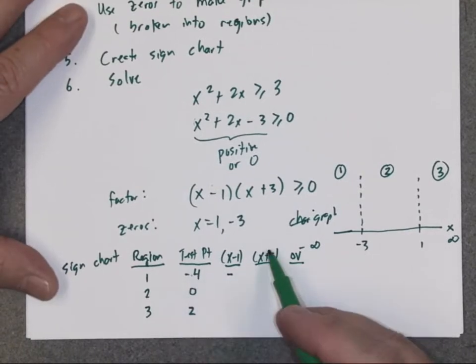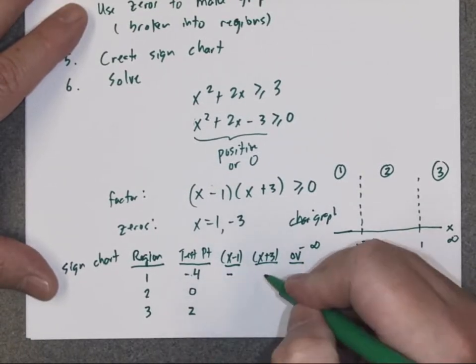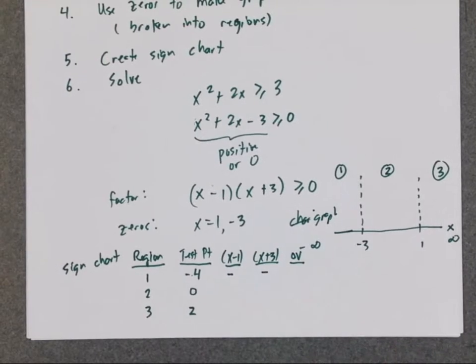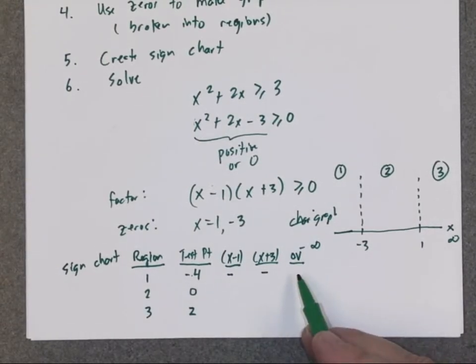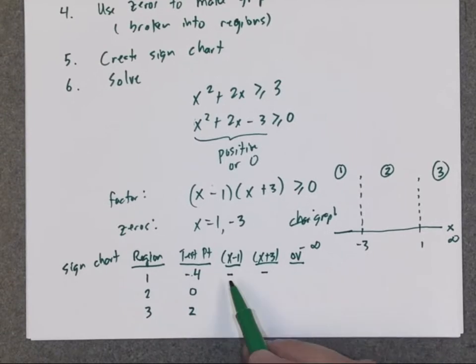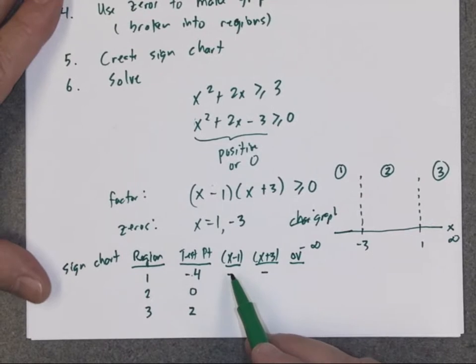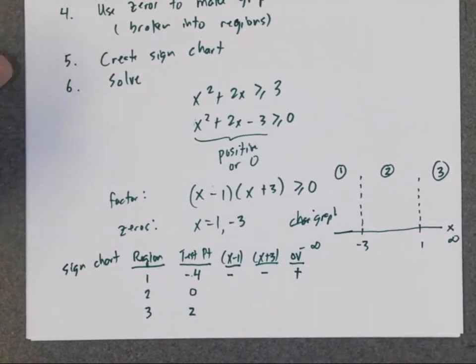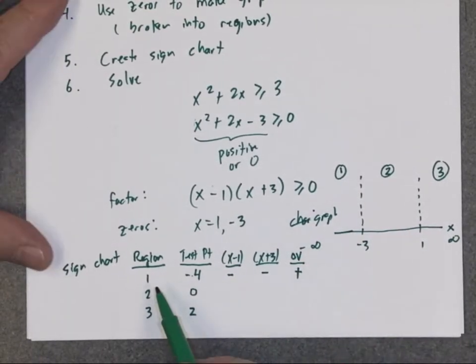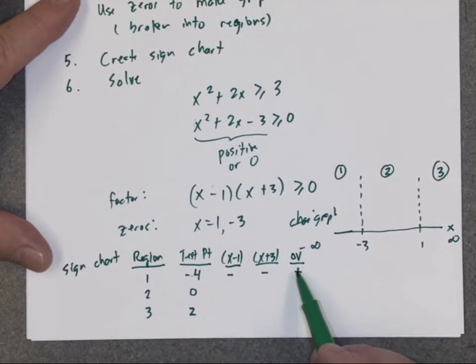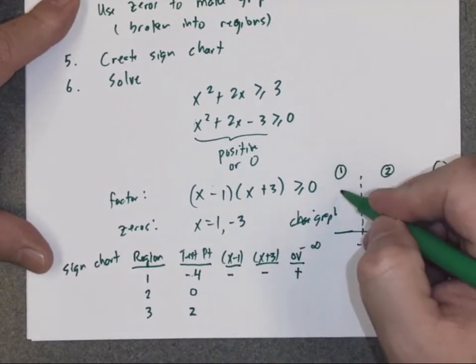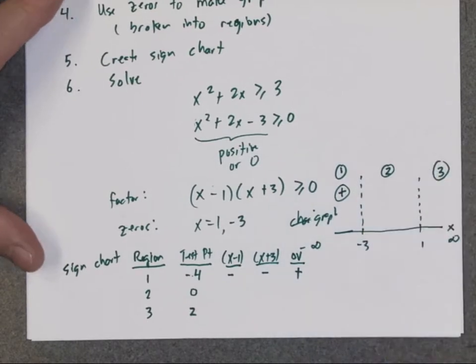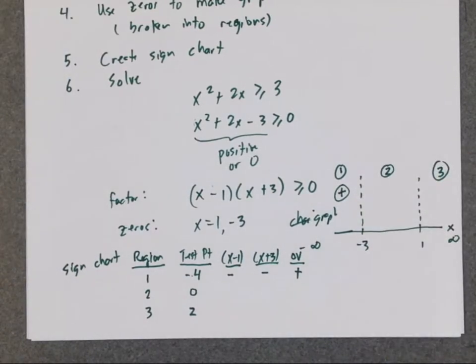If I plug a negative 4 into here, negative 4 plus 3 is negative 1. It's also a negative. Now this last column, overall, you simply multiply all the signs that you've come up with so far. I have a negative times a negative. What happens when you multiply two negatives? You get a positive. Now, what I've discovered is region 1 is actually a positive region. I usually go back up to my chart, and in region 1, I put a plus.